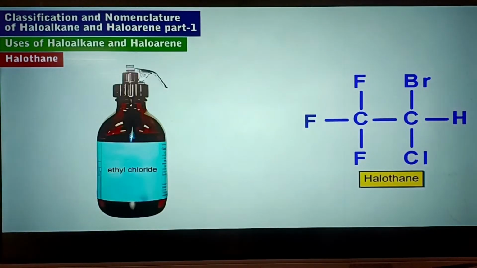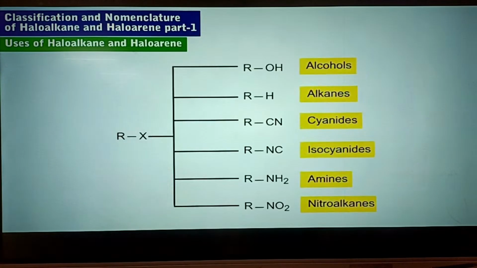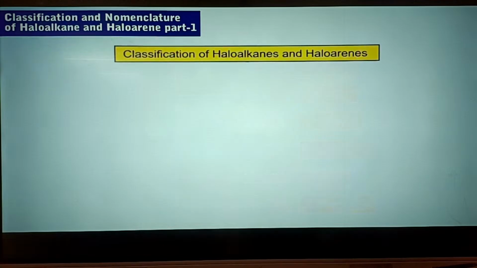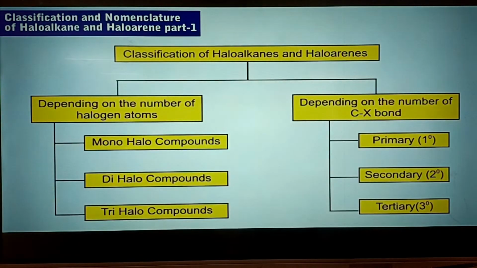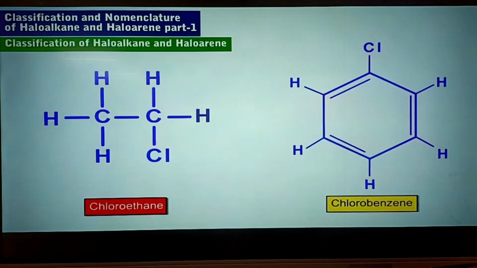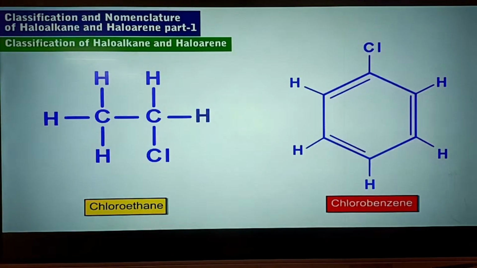These compounds are used in industries as solvents for relatively non-polar compounds and also as starting material for the synthesis of a variety of organic compounds. Haloalkanes and haloarenes can be classified in several ways. One way is to classify them based on the number of halogen atoms. Chloroethane, a monohaloalkane, and chlorobenzene, a monohaloarene, each containing 1 halogen atom, are shown here.